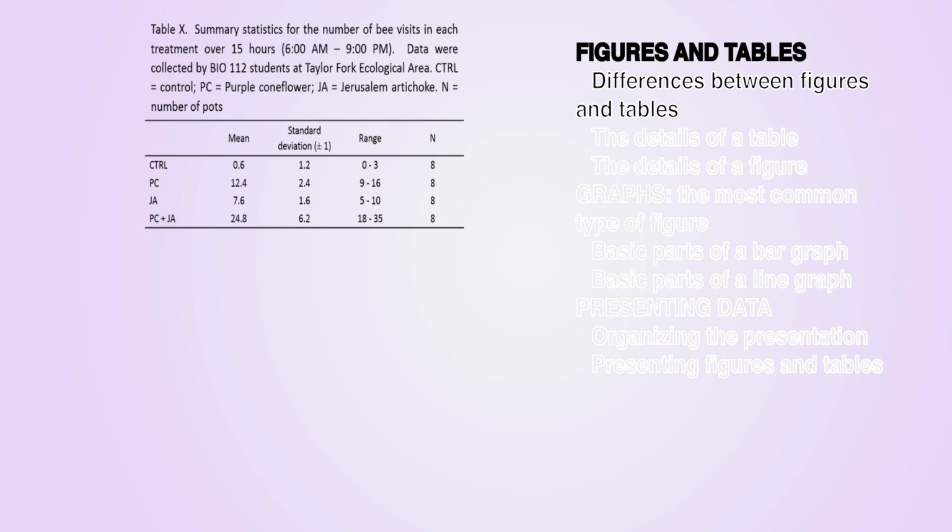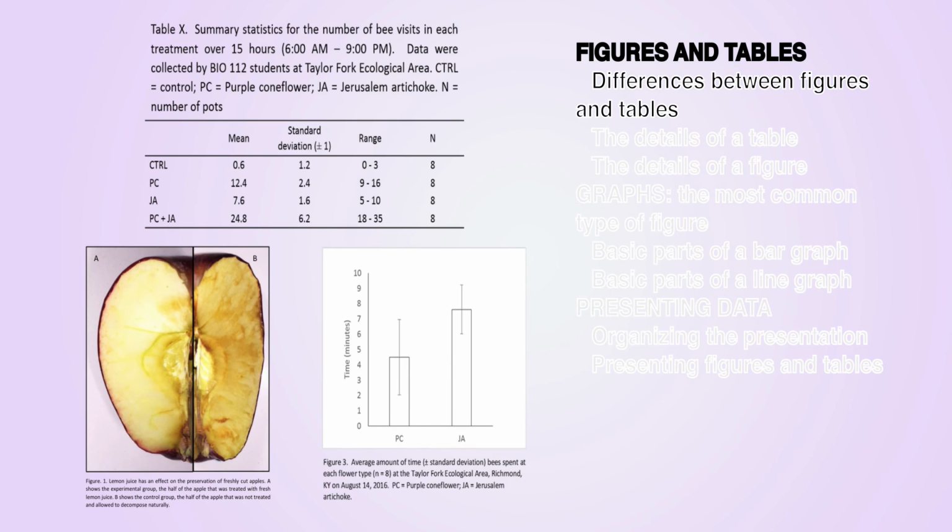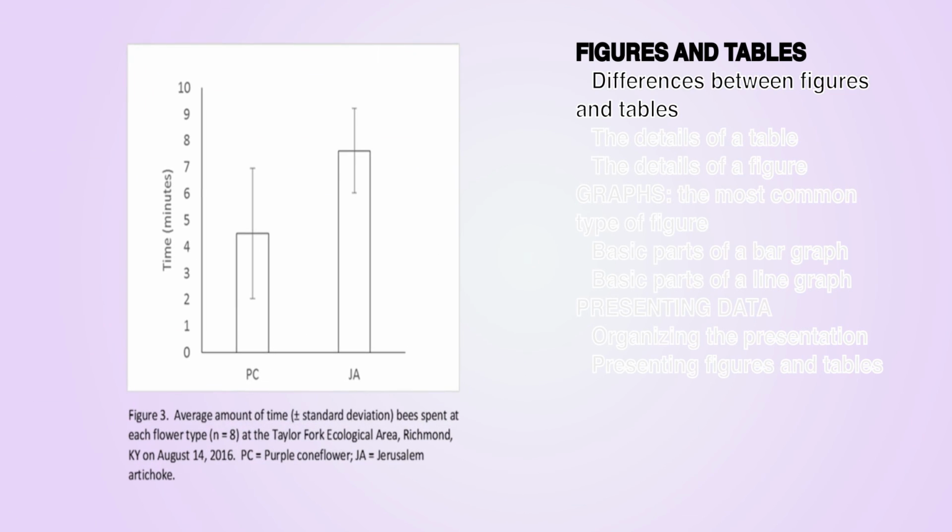Do not use a table when you wish to show a trend or a pattern of relationship between sets of values. These are better presented in a figure. Figures are visual presentations of results, including graphs, diagrams, photos, drawings, schematics, maps, etc. Graphs are a type of figure that show trends or patterns in data, and they are the most common type of figure, so they will be discussed in detail in the following slides.